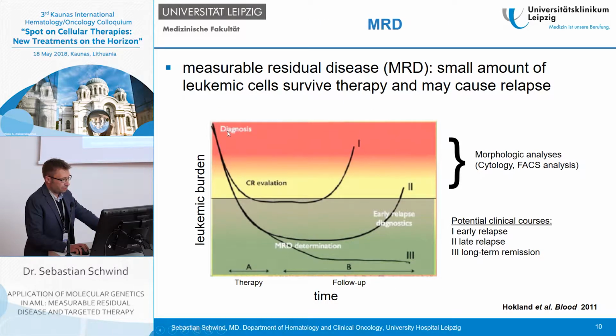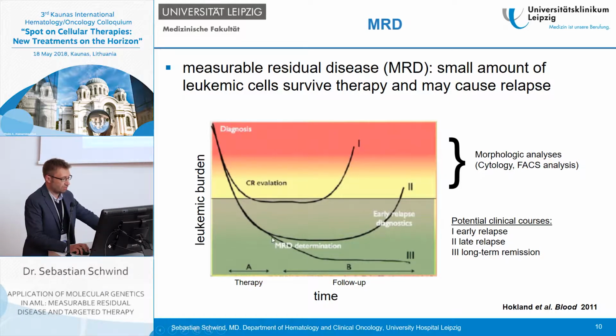With measurable residual disease, you can measure the leukemic burden that is still present in the patient. And this gives you a benefit of sensitivity, because if you see this area here, this is basically what can be covered by morphologic assays like cytology. You do not go deep enough. You don't gain the sensitivity. You can have a patient in CR, but there's still a lot of leukemic burden left, and the potential of minimal or measurable residual disease is that you cover this area here. So you can basically go deeper.